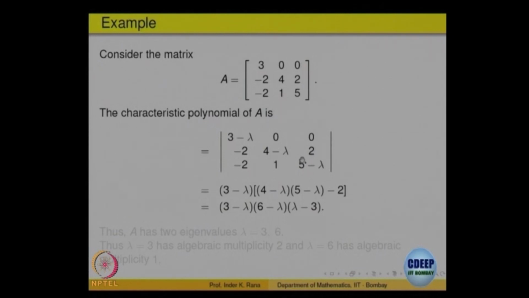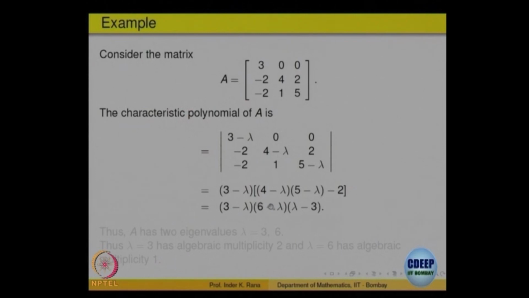Okay. So, you can expand by any row or column, but because there are zeros here, it is good to expand it by the first row itself. So, 3 minus lambda multiplied by this, this multiplied by this, minus 2, and simplify, it comes out to be this. So, that means, if that is the characteristic polynomial factorized, lambda equal to 3 is an eigenvalue and lambda equal to 6 is another eigenvalue. So, this matrix is 3 by 3, it has got only 2 eigenvalues, and the root lambda equal to 3 is repeated.